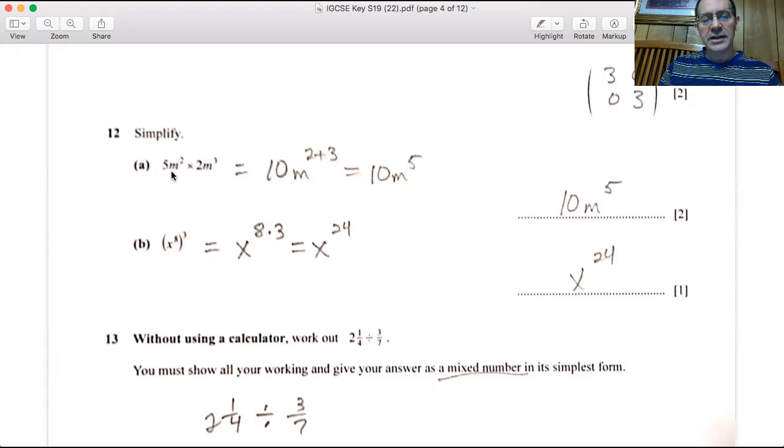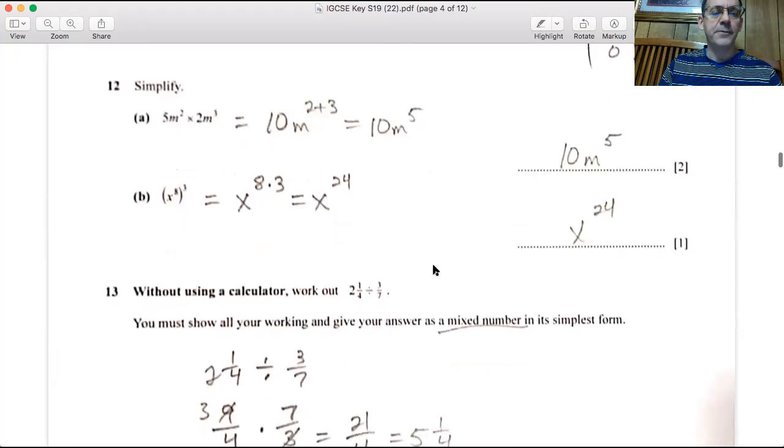And then for the variable and exponent part, that's your exponent rule. When you multiply like bases, you add exponents. So 2 plus 3 gives you m to the 5th power. So 10m to the 5th power. Then down here we have an exponent raised to an exponent. When you have an exponent raised to another exponent, you multiply. So you get x raised to the 8 times 3, which is x raised to the 24th power.